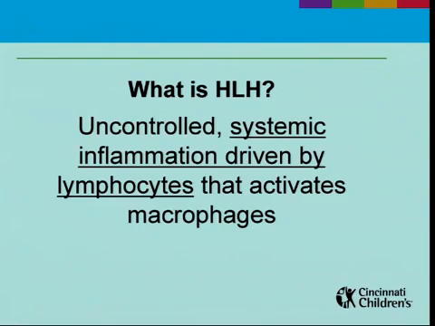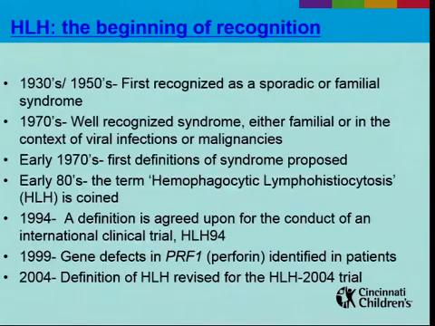It's uncontrolled systemic inflammation driven by lymphocytes that activate macrophages. It was first recognized as a sporadic or familial syndrome probably in the 1930s and 50s, with numerous descriptions in the literature. In the 1970s, it became increasingly well recognized, and it was thought there were two forms, a familial and a sporadic or secondary form that was in the context of viral infections or malignancy.